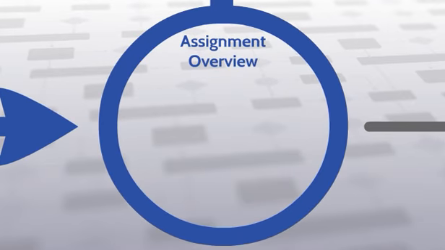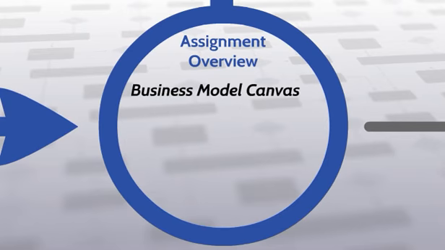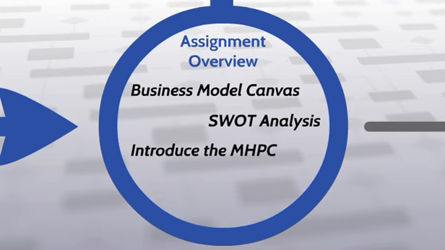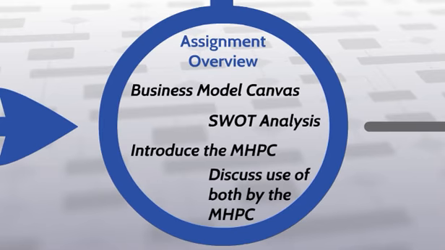The purpose of this assignment is to discuss two strategic planning concepts and how they relate to actual practice in an organization. With that in mind, this video will cover four main sections. These include a discussion of the business model canvas, a discussion of the SWOT analysis method, an introduction to the Metrolina Healthcare Preparedness Coalition, and finally how the Metrolina Healthcare Preparedness Coalition utilizes these planning tools to move itself forward.